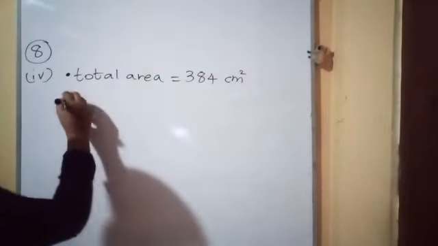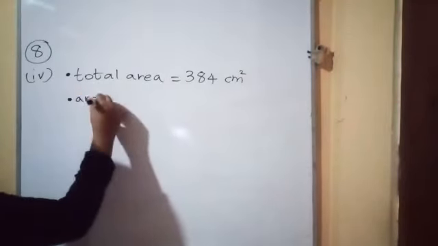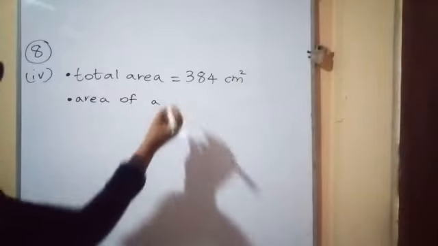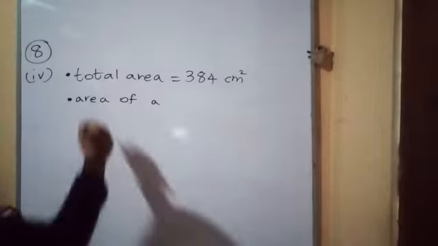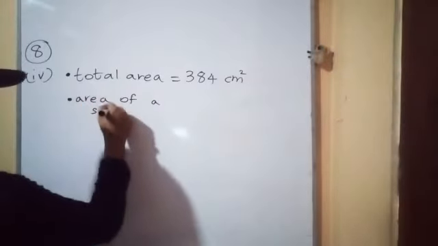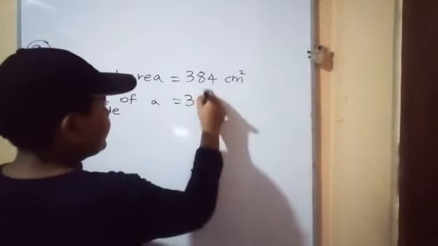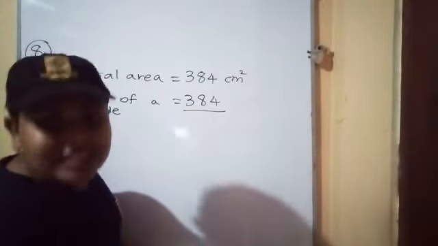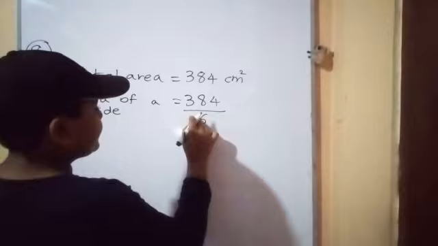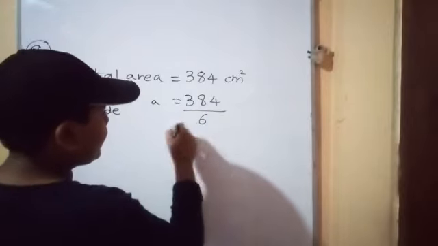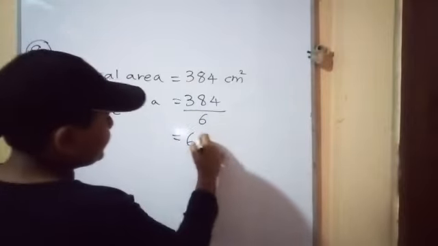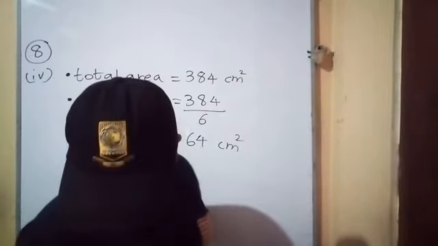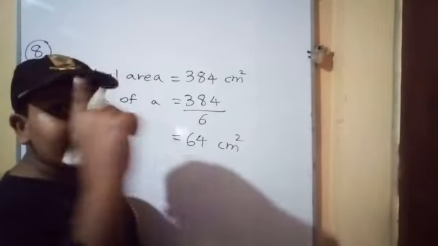Next they ask to find the length of an edge of the solid. Now what is the area of a side? 384 divided by what? 6, there are 6 sides. Now what is the answer? 64 square centimeters. Now for that you want to find the edge.